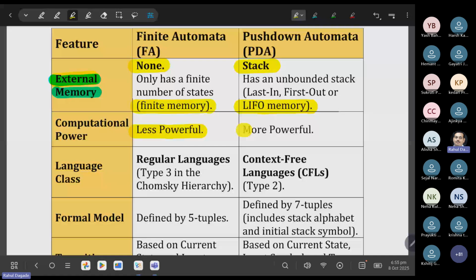As told, FA accepts regular languages and PDA accepts CFLs. Which language is that? It is called type 2 language in the Chomsky hierarchy, and regular language is type 3. How do you represent it? FA is represented by a five tuple. What is that five tuple? Q, sigma, delta, Q0, F.